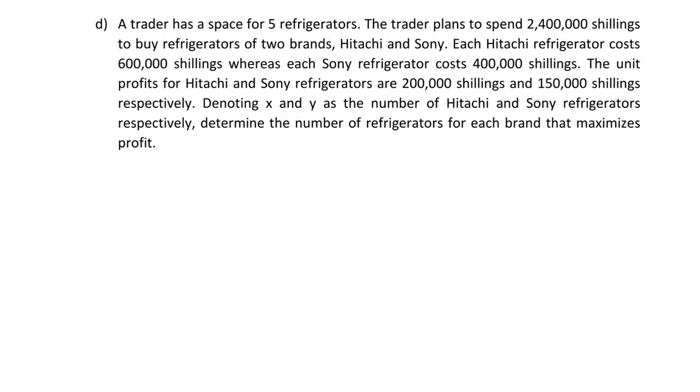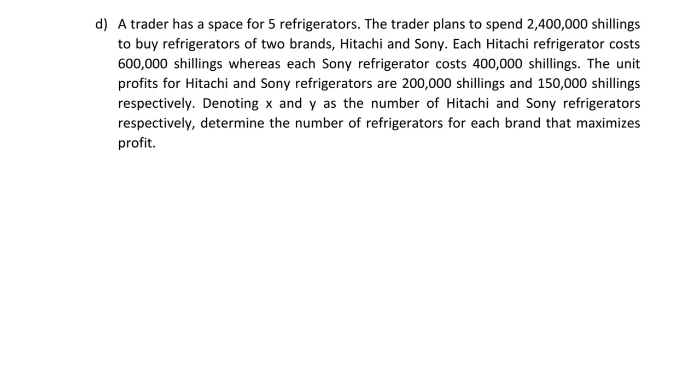Part C of the question: a trader has a space for 5 refrigerators. The trader planned to spend 2.4 million shillings to buy refrigerators of 2 brands, Hitachi and Sony. Each Hitachi refrigerator costs 600,000 shillings, whereas each Sony refrigerator costs 400,000 shillings. The unit profits for Hitachi and Sony refrigerators are 200,000 shillings and 150,000 shillings respectively.